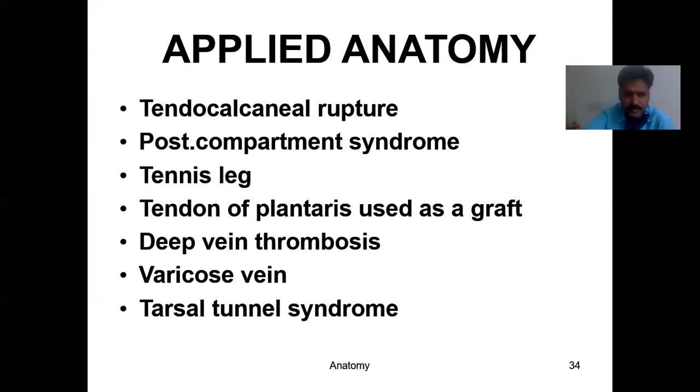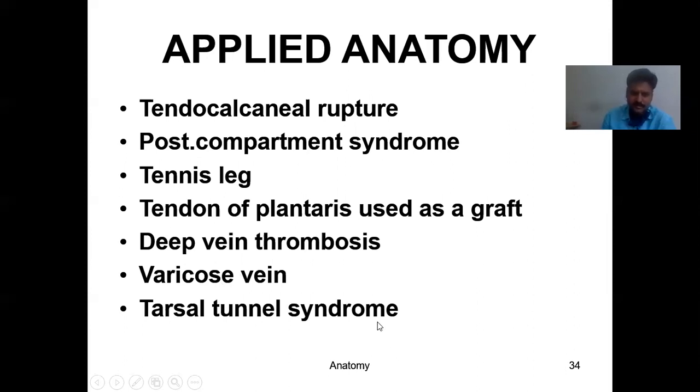Deep vein thrombosis, DVT, is a very important condition here, and it is life-threatening if it reaches the lungs. It is because of the thrombosis, the blood clots within the deep veins. It is a very fatal condition if it reaches the lungs. So that is deep vein thrombosis. The varicose vein is because of the incompetency of the walls of the superficial veins of the lower limb.